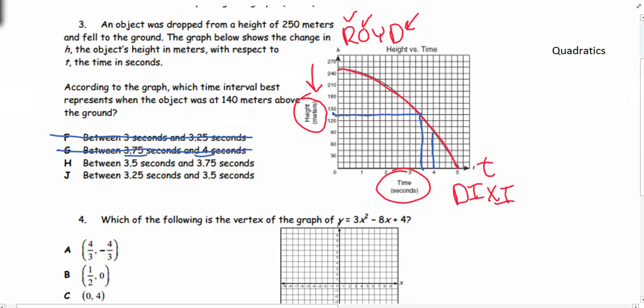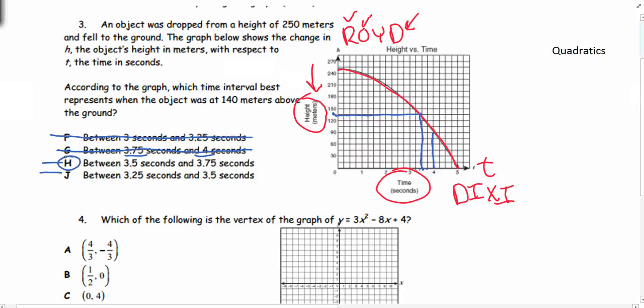And between 3.5 and 3.75, so there's 1, 2, 3, 4 marks in between. So 3.5 would be the second mark, right? And that looks like it's probably going to be it. So even if we just had to guess, we could pick between H and J, because those are pretty close to each other. I think we're going to go with H on this one.